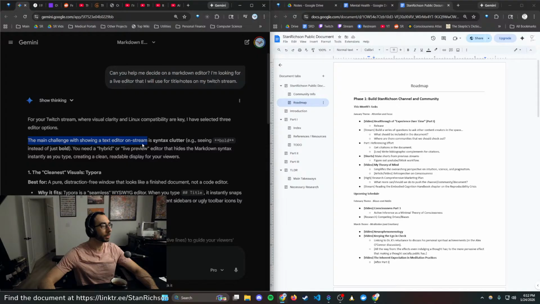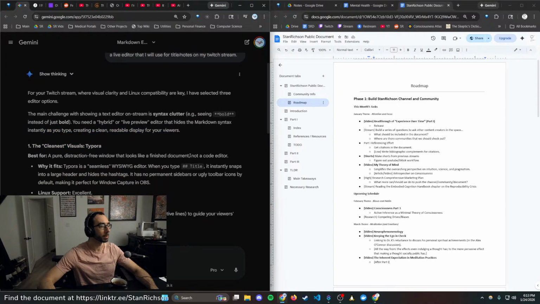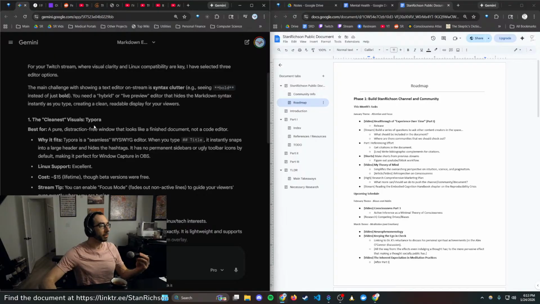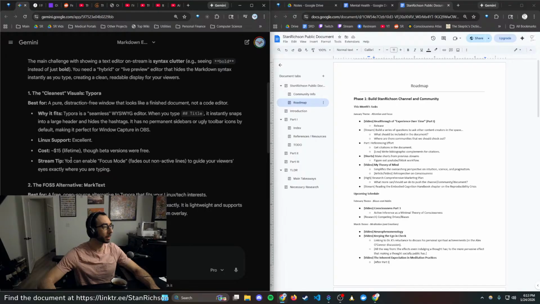the main challenge with showing a text editor on stream is syntax clutter, right? You need a hybrid or live preview editor that hides the markdown syntax instantly as you type, creating a clean, readable display for your viewers, right? The cleanest visuals, Typora, a pure distraction-free window that looks like a finished document, not a code editor. What you see is what you get. When you type title, it instantly snaps into a large header and hides the hashtags. It has no permanent sidebars or ugly toolbar icons. Costs $15 per lifetime. That's easy, though. Excellent stream tip.